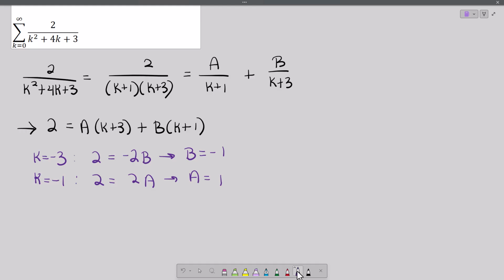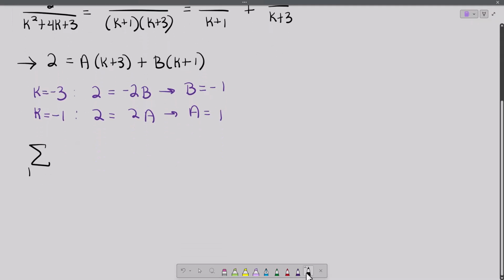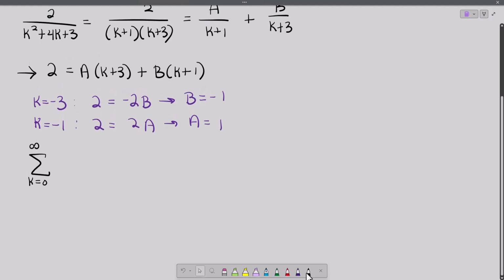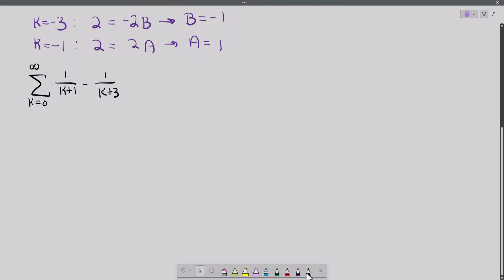So now we've got our setup here. So we have the series. Now it's going to look like a telescoping series. K starts at 0. And we are going to have a over k plus 1, so 1 over k plus 1 minus 1 over k plus 3. So now we've got a telescoping series. What we know about telescoping series is that we have to find S sub n.